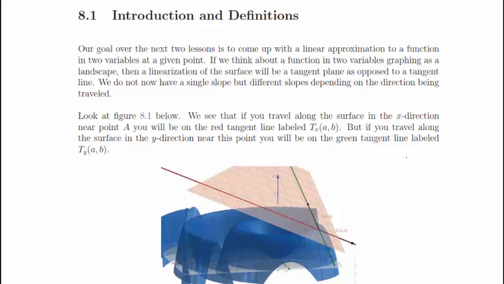So our goal over the next two lessons is to come up with a linear approximation to a function in two variables at a given point. In other words, what we're trying to do is find the equation of a tangent plane. If we think about a function in two variables graphing as a landscape, then a linearization of the surface will be a tangent plane as opposed to a tangent line. We do not now have a single slope, but different slopes depending on the direction being traveled.